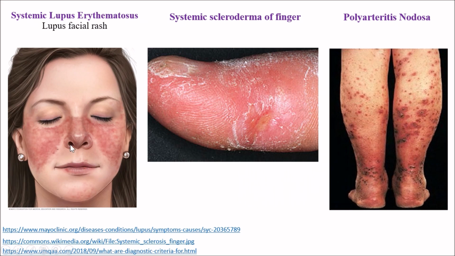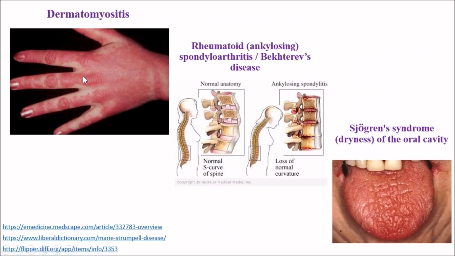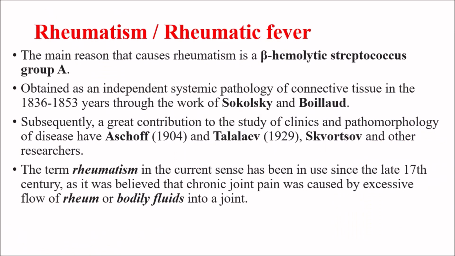Then the butterfly rash, the lupus facial rash. You see in lupus here the gross view, the sclerodermic finger, and polyarthritis nodosa. You see the affected arteries here. Dermatomyositis, the ankylosing spondylitis, and Sjogren's syndrome of the oral cavity. Each of these figures illustrates the rheumatic diseases.